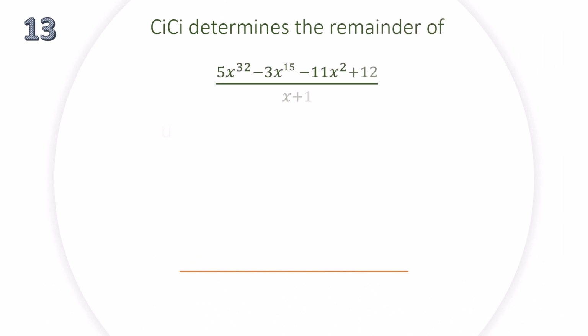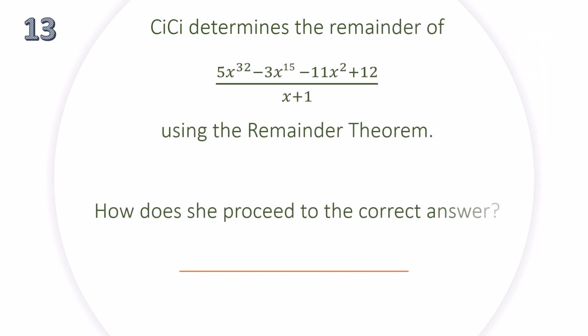All right, determine the remainder of 5x to the 32nd power minus 3x to the 15th minus 11x squared plus 12, over x plus 1, using the remainder theorem. I love the remainder theorem. It's quick and easy. So we're asked to put into words how she proceeds to the correct answer. She'll take x plus 1 and set that equal to 0, and solve for x. x is going to equal -1.